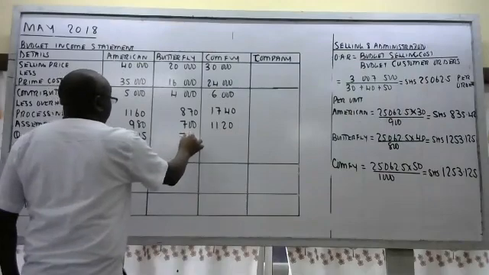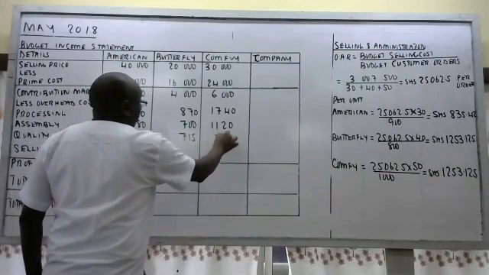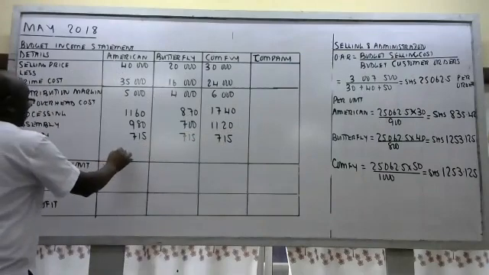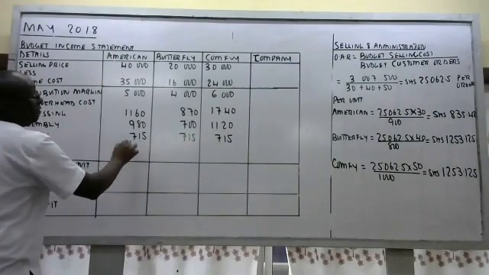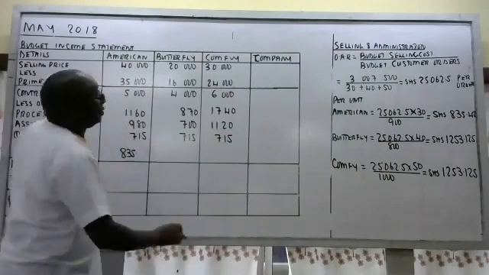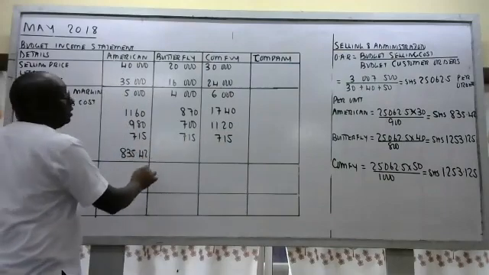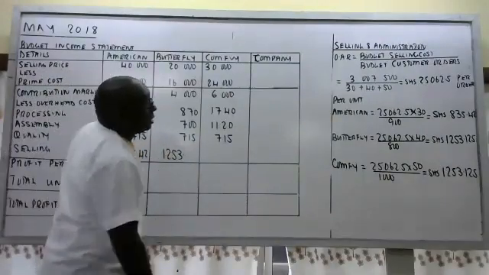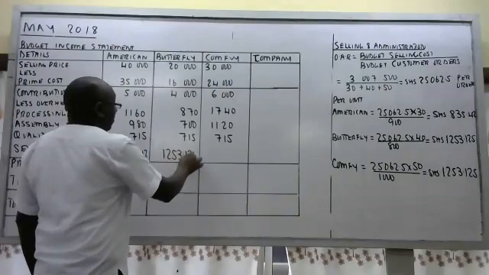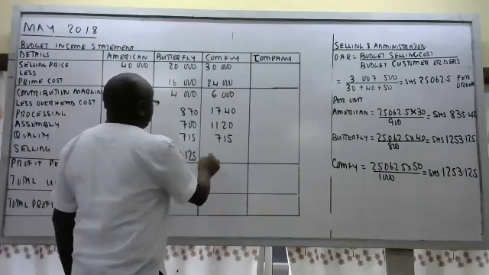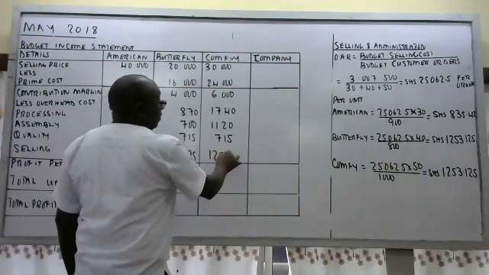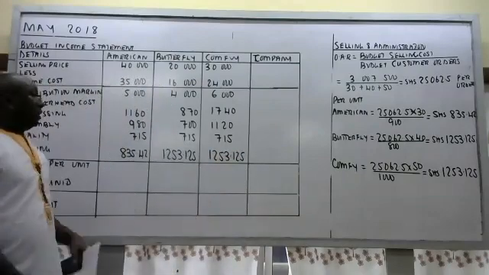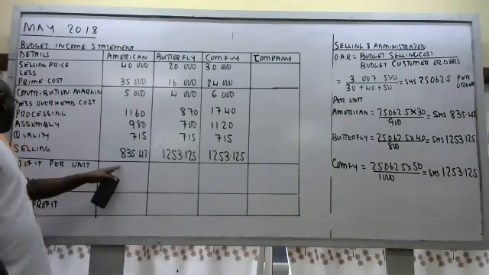Apa 715 and 715. Then zeros are selling to kapata 835.42. Then 1253.125. So now give me the profit per unit.